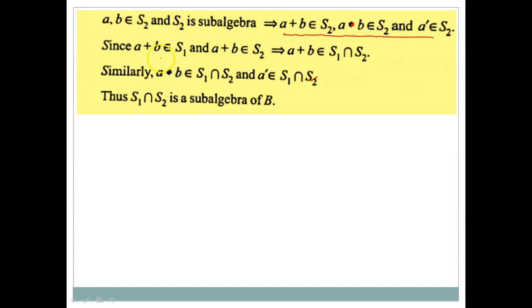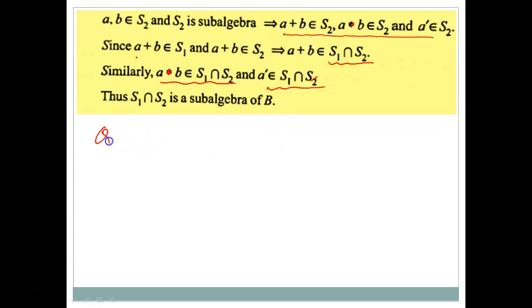So using these two, you can say that A plus B belongs to S1 intersection S2, A dot B belongs to S1 intersection S2, A complement belongs to S1 intersection S2. Hence, you can say that S1 intersection S2 is a subalgebra of B.